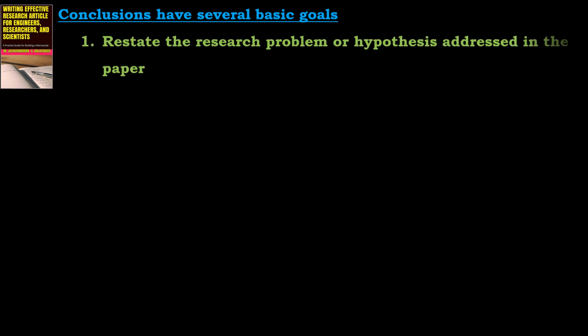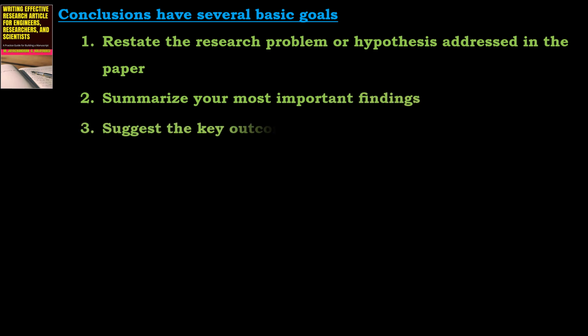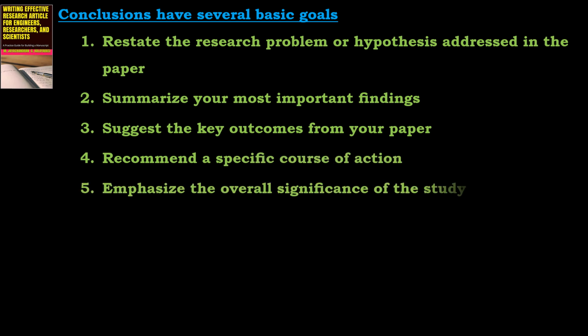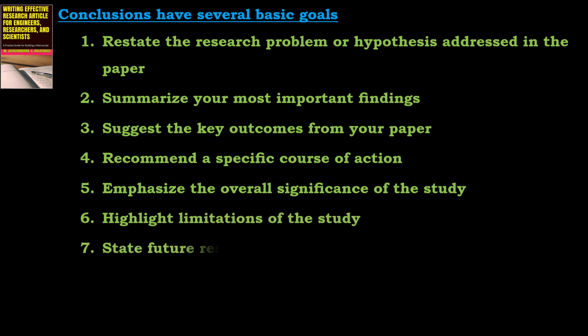Conclusions have several basic goals. 1. Restate the research problem or hypothesis addressed in the paper. 2. Summarize your most important findings. 3. Suggest the key outcomes from your paper. 4. Recommend a specific course of action. 5. Emphasize the overall significance of the study. 6. Highlight the limitations of the study. 7. State future research direction.